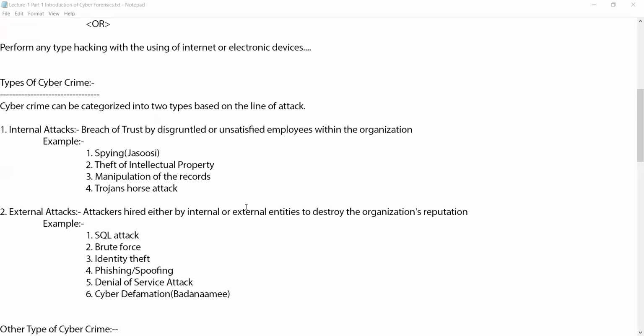Otherwise, cyber criminals carry out external attacks such as web attacks, like a DOS attack. This is again a type of attack included in the external type. And why are they carried out? Nothing else, just to destroy the organization's reputation. To destroy the organization's reputation, they use external types of attacks. For example, SQL attacks. You already discussed SQL injection attacks, used for hacking the database of that particular organization's server, and you have seen how they are done.